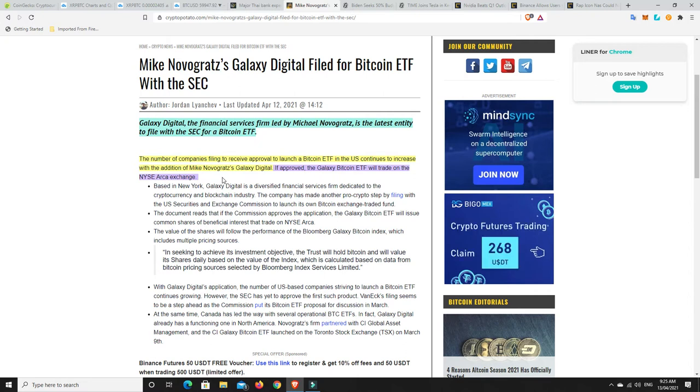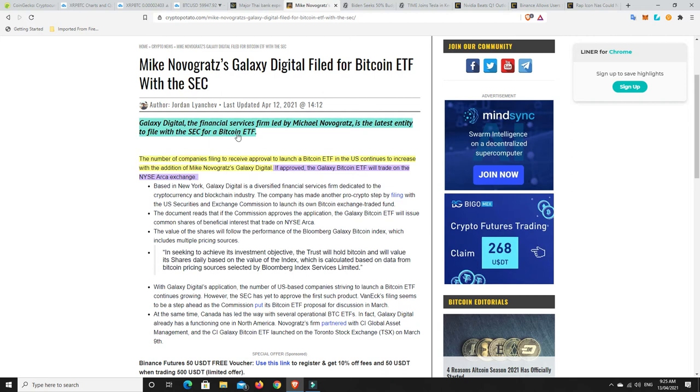The number of companies filing to receive approval to launch a Bitcoin ETF in the US continues to increase with the addition of Mike Novogratz's Galaxy Digital. If approved, the Galaxy Bitcoin ETF will trade on the New York Stock Exchange, ARCA Exchange.